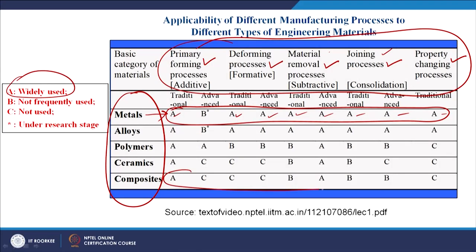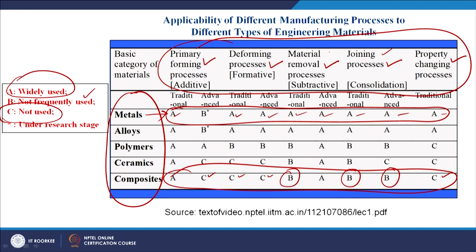Whereas if we take any other examples, let us take the example of composites. So here you can see there are a number of C. So C means not used. So you have a C here, C, C, another C here, and B is not frequently used. So we have a B here, we have a B here, and we have a B here, which means that for composites, a lot of research effort is required. You need to develop new better processes so that these B's are also converted into A's. That is, they are also widely used, and these C's can also be converted into A. That is, these processes are widely used for manufacturing of composite materials also.